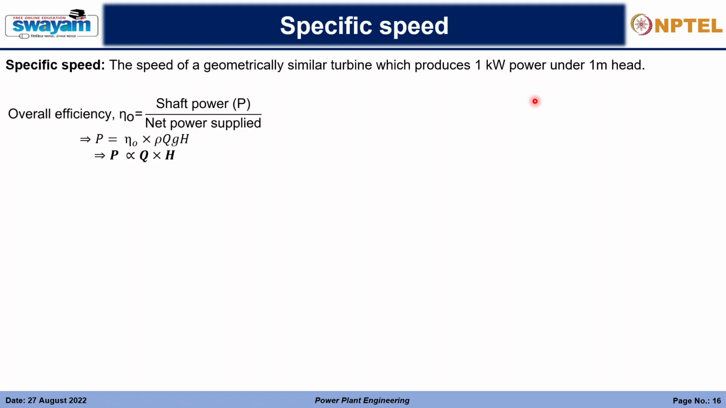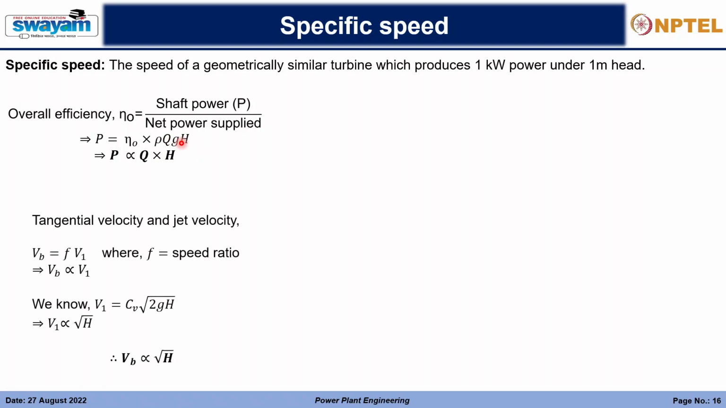The overall efficiency is the shaft power by the net power supplied, right? The net power supplied is basically rho Q g H, that is the head being supplied to the turbine. So the power is directly proportional to Q and H. Now we know that the power is directly proportional to Q and H, but we need to eliminate these properties. We need to have only speed, power and head, and eliminate all other properties. Only then can we compare, right?